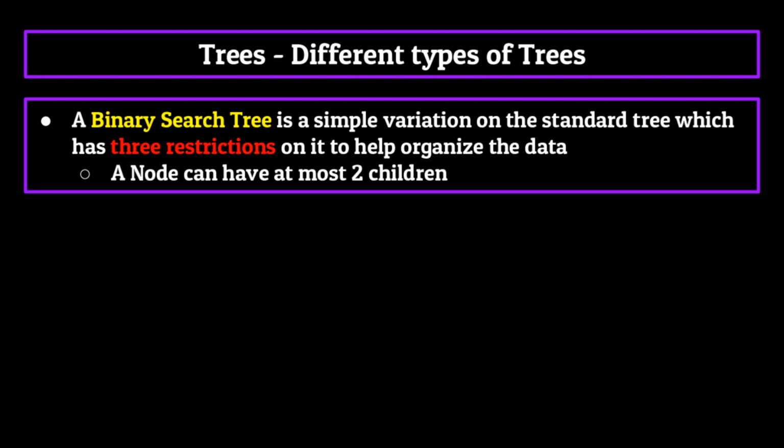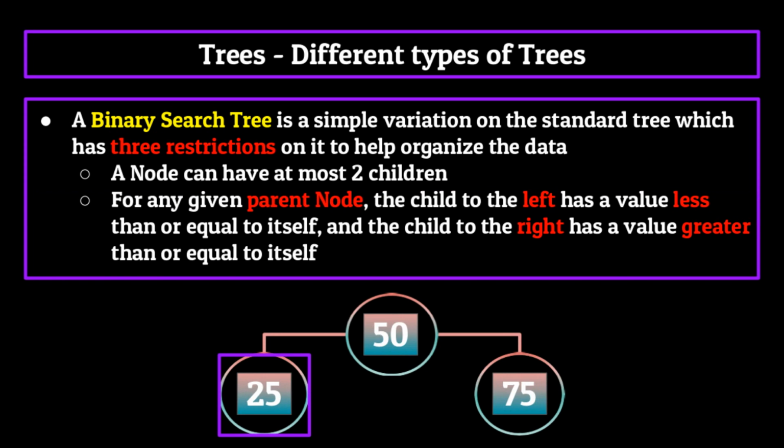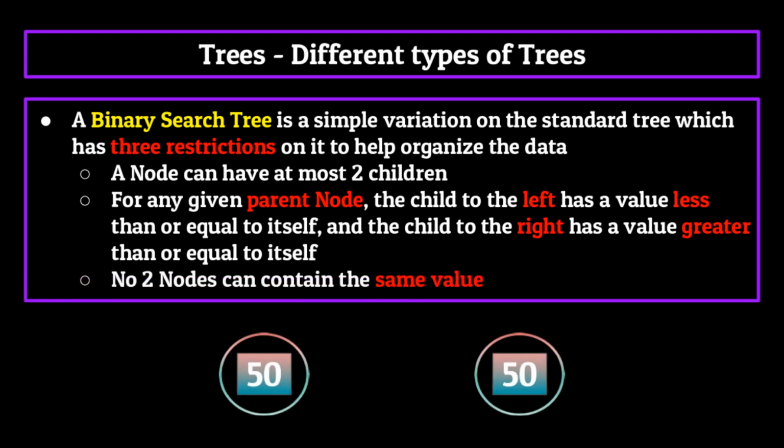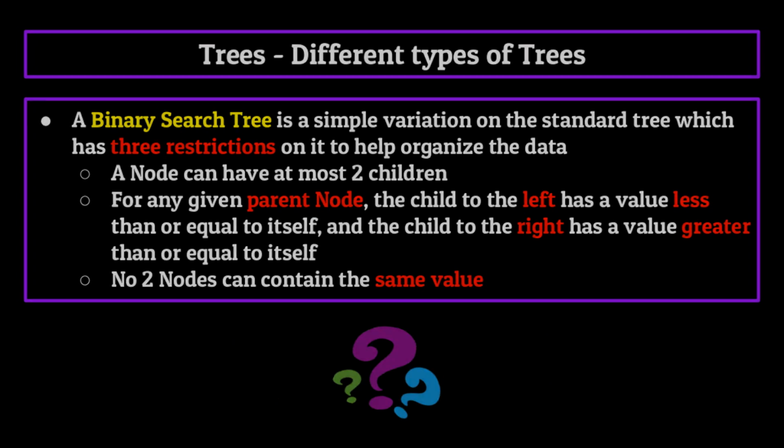The second restriction, or property, is that for any given parent node, the child to the left has a value less than or equal to itself, and the child to the right has a value greater than or equal to itself. This might seem weird, but it comes with certain advantages and disadvantages over using normal trees, which we'll get to in a bit. The final restriction put on binary search trees is that no 2 nodes can contain the same value, and this is just to prevent weird things from happening when we begin searching through the tree. Now, how do imposing these restrictions on a tree actually help us?